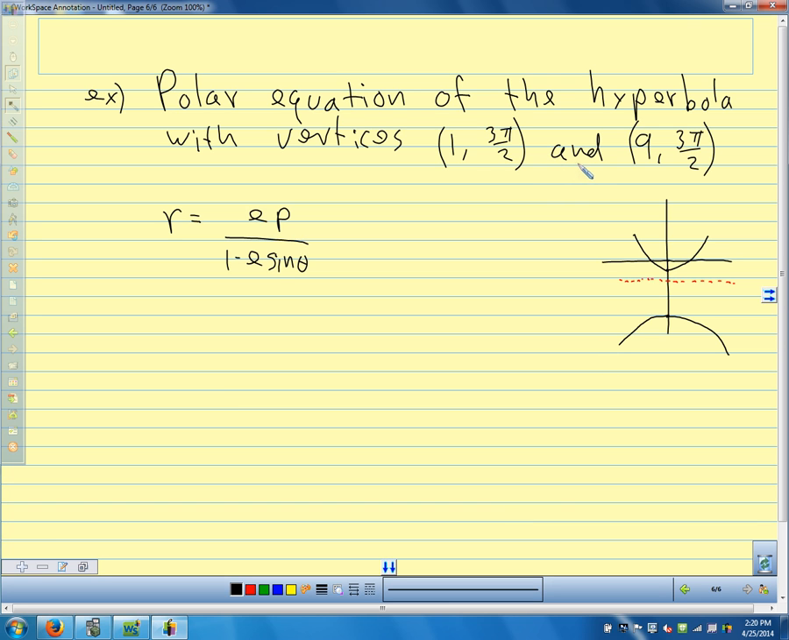We can use the information that we have here. So what we need to do is find E, and we need to find P. To find E, to find our eccentricity for a hyperbola, what piece of information do we need? C and A, right? E is C over A. So we need to find C and A. So we need to find the center. Where's the center?